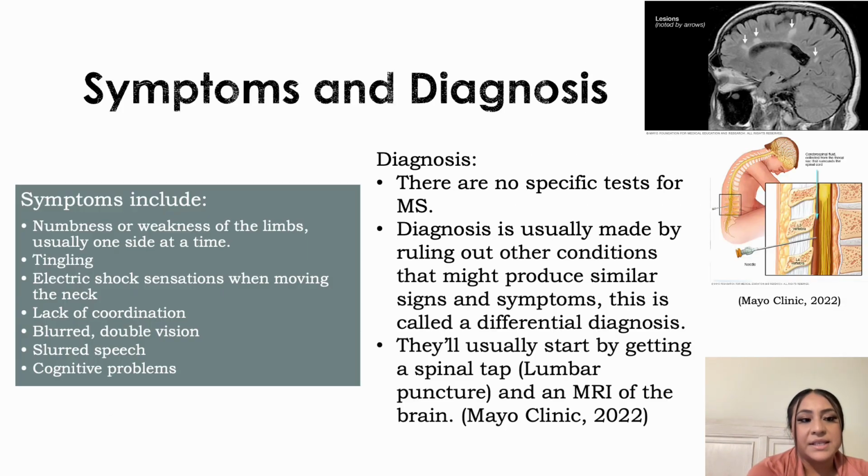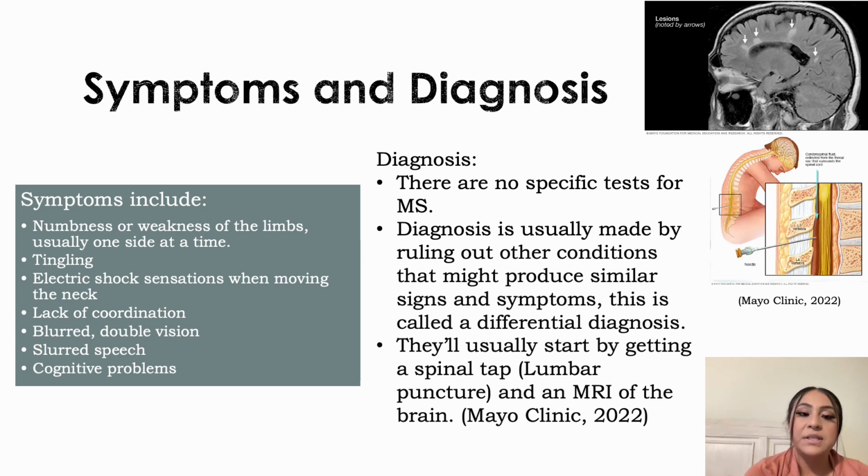Symptoms and diagnosis. Some of the symptoms of multiple sclerosis include numbness or weakness of the limbs, and it's usually one side at a time. It's usually not both sides together. Tingling of either the feet, the toes, the arms, sometimes the face. Electric shock sensations when they move the neck. Lack of coordination, blurred or double vision, slurred speech, and cognitive problems.